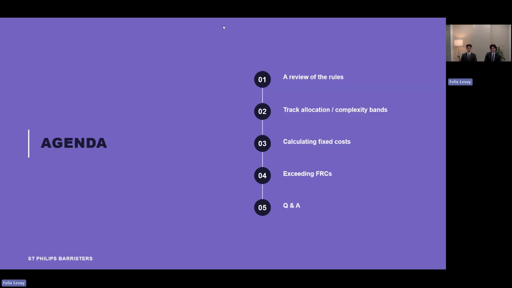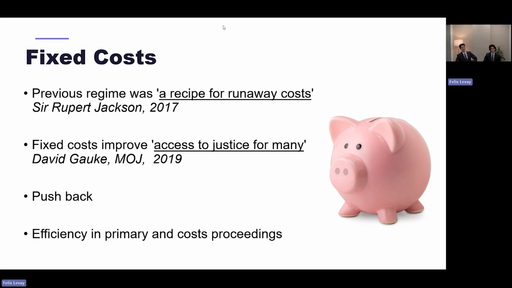And lastly, we're going to be looking at how you get out of the fixed recoverable cost regime, because there are some escape clauses that you can make use of. Yes, asterisk, as we'll come to see.